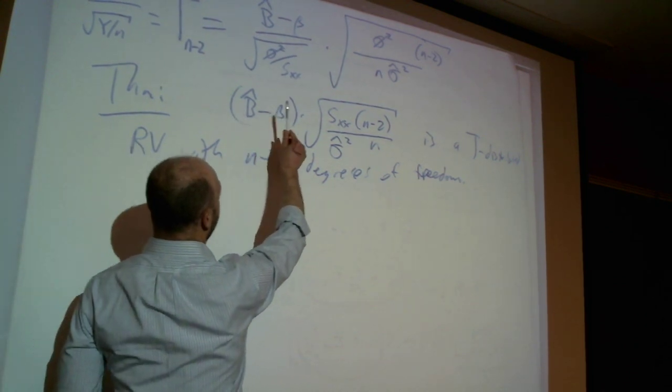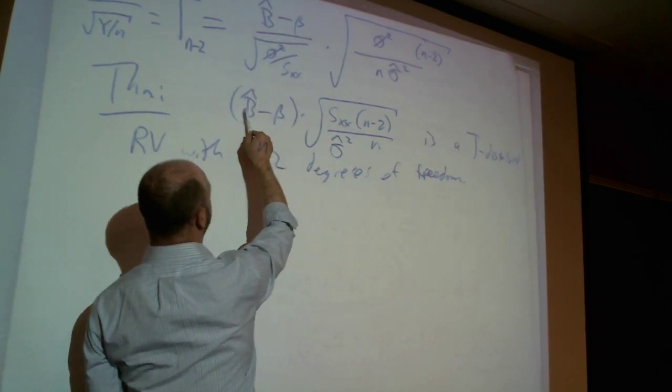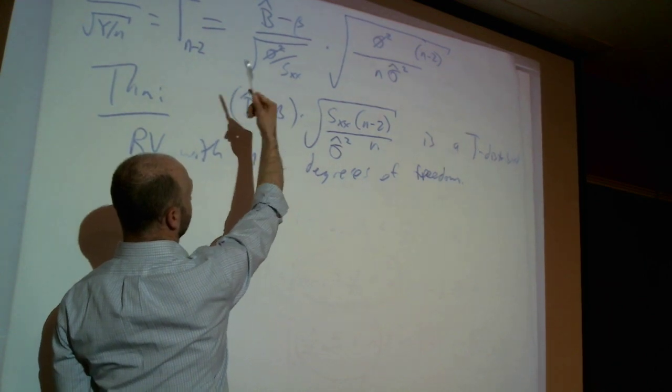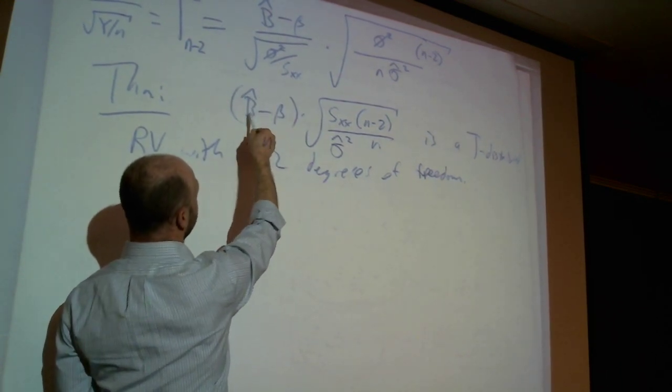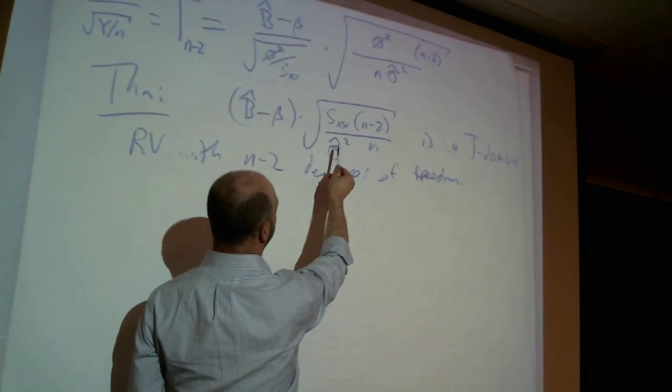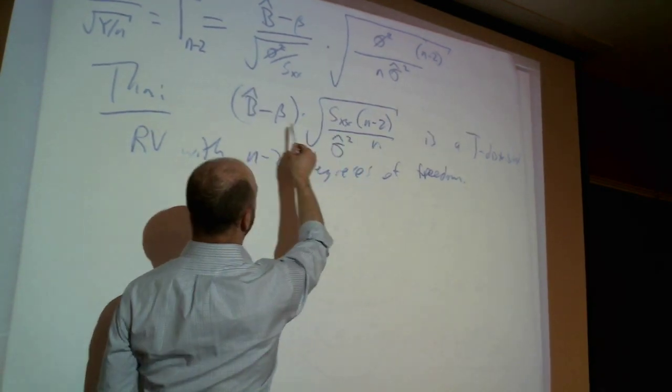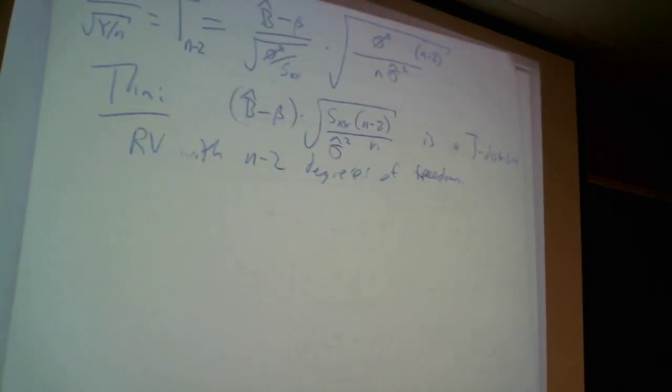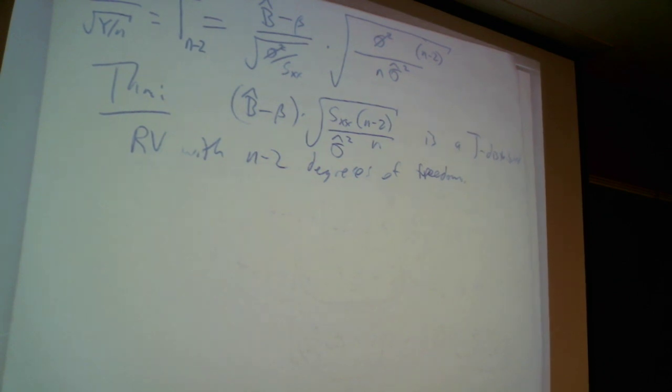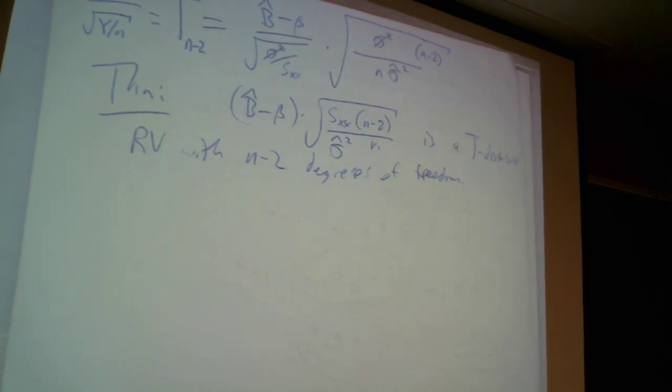So, B hat minus beta. Beta is our unknown parameter. B hat we can estimate, we have this estimator. Sigma squared, we can estimate. These are all functions of the data. This is the only thing that's not a function of the data. So we can give a confidence interval. We can give a p-value to an observation, right?